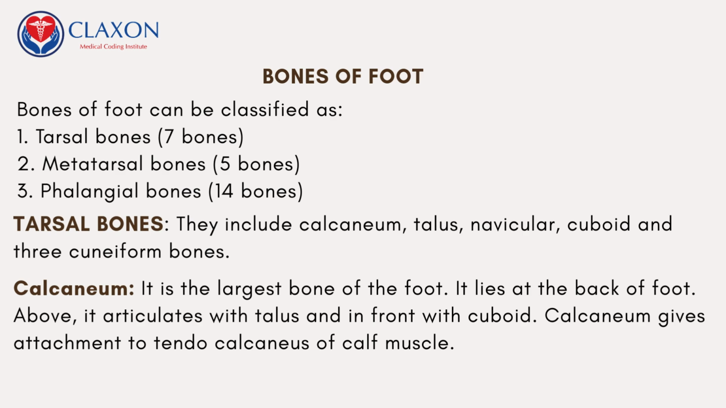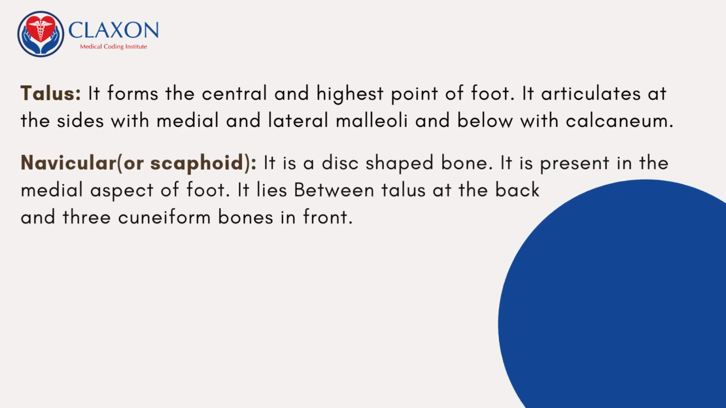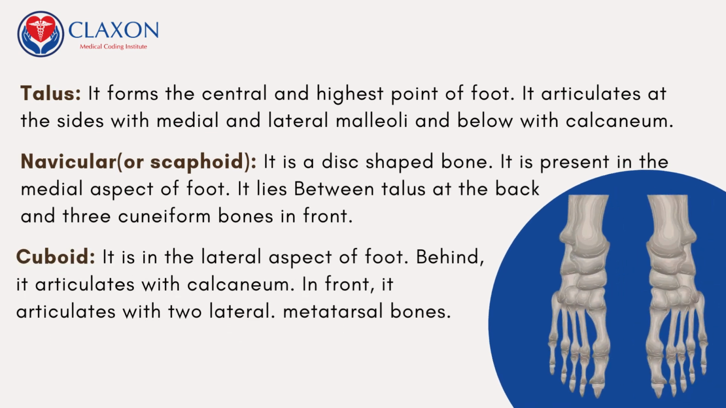Calcaneum. It is the largest bone of the foot. It lies at the back of foot. Above, it articulates with talus and in front with cuboid. Calcaneum gives attachment to tendocalcaneus of calf muscle. Talus. It forms the central and highest point of foot. It articulates at the sides with medial and lateral malleoli and below with calcaneum.